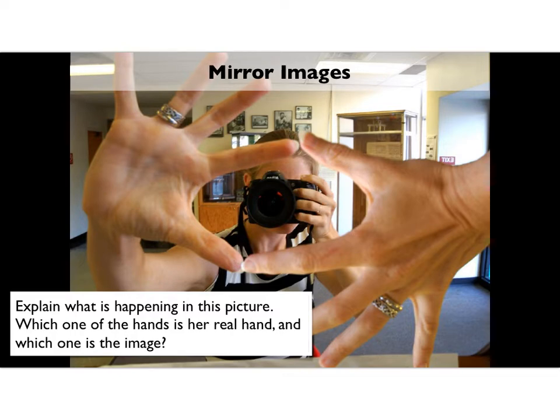And she has just taken the image of her hand and put it so that it overlaps the actual position of her actual hand. So the image and the object are basically in the same place. But this one is real. This is the object. This one is an image right here of her hand, a real image of her hand.